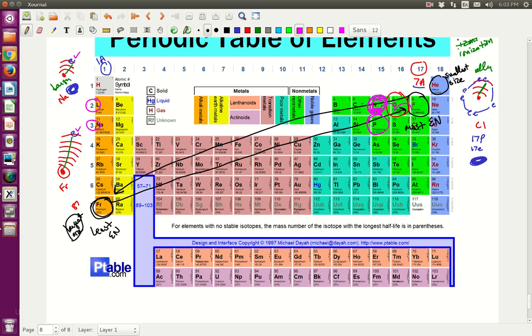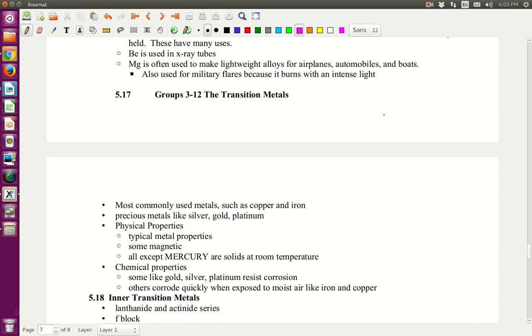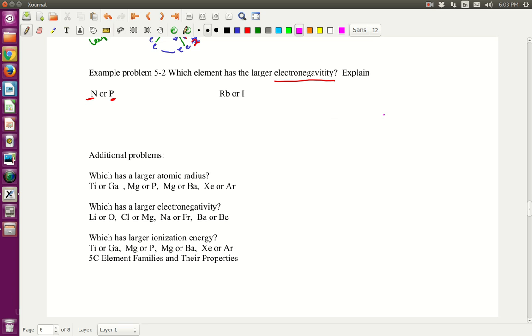The bigger it is, the farther the electrons are from the parent atom, the nucleus, the mama, the easier they are to take, the less they're held onto. So in this case, nitrogen is more electronegative than phosphorus. Okay? Nitrogen. Which one is more electronegative, rubidium or iodine?